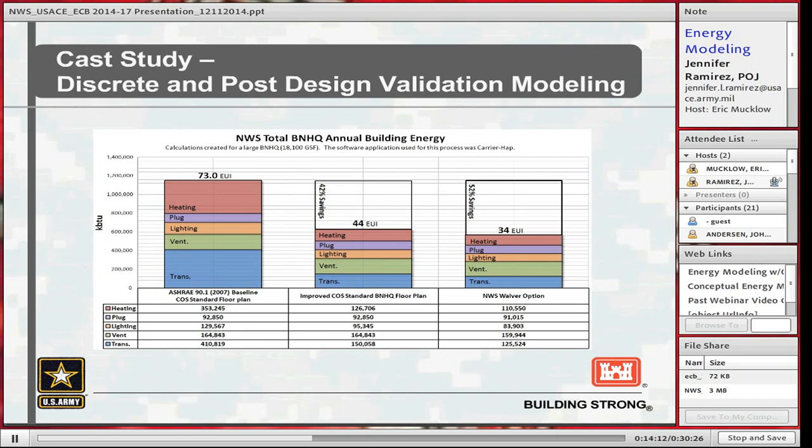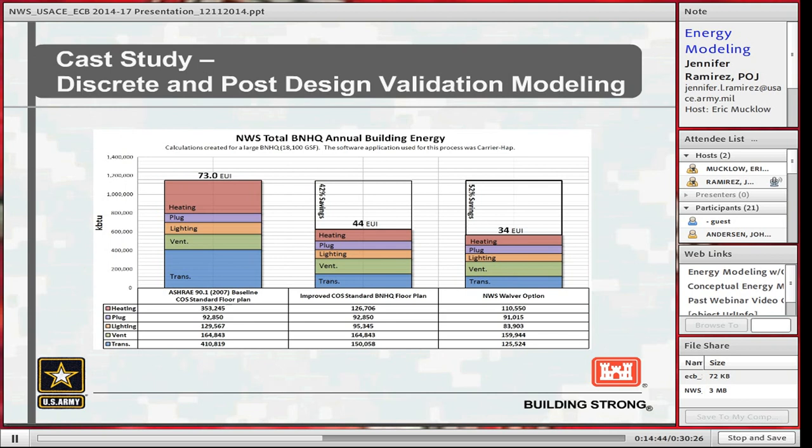So what you see here is the result of a rigorous energy validation, proven by the metrics shown on this slide: a 53% reduction over the baseline energy model. This success was due to the rigorous design approach in which the whole team, including the customer, was involved for the duration of the project. We followed the guidelines of ECB 2014-17 and were able to achieve a successful project.